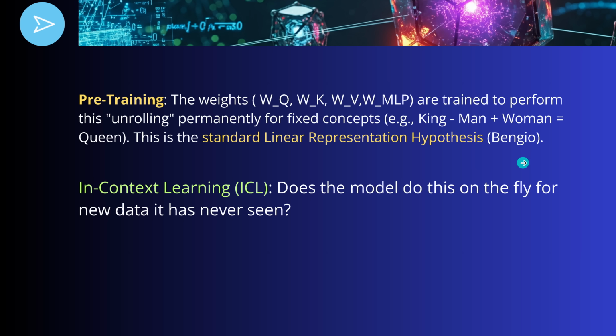Now comes the big question in today's paper by Google. Let's think about in-context learning. We do not change here the tensor weight structure at all. Does the model do this on the fly for new data that it has never seen? And what are the mathematical dependencies for this activation space configuration?